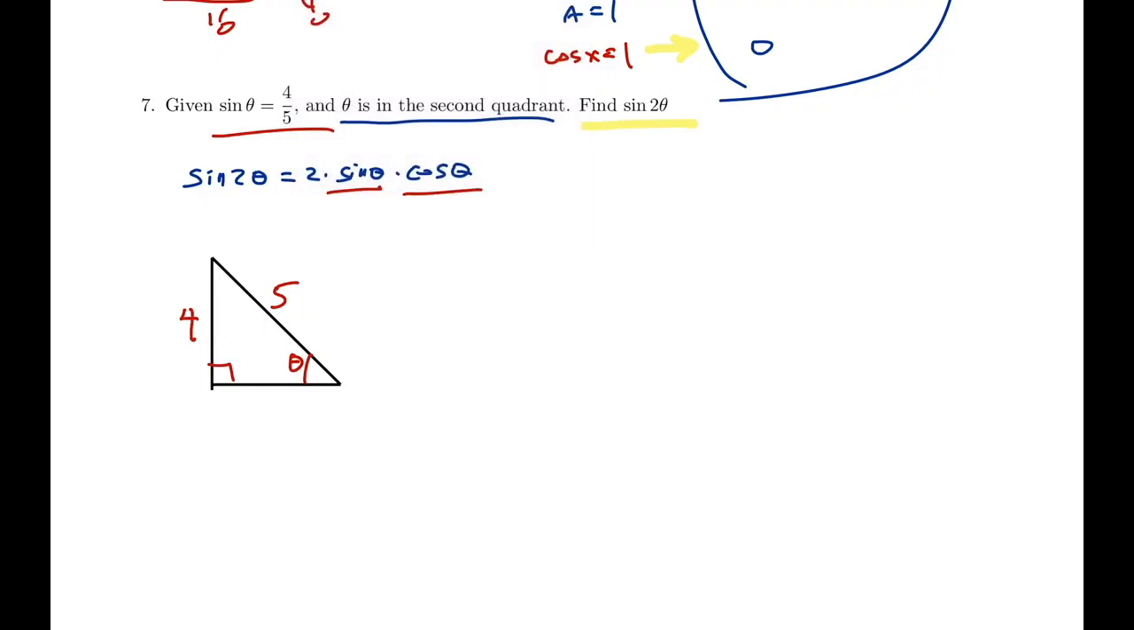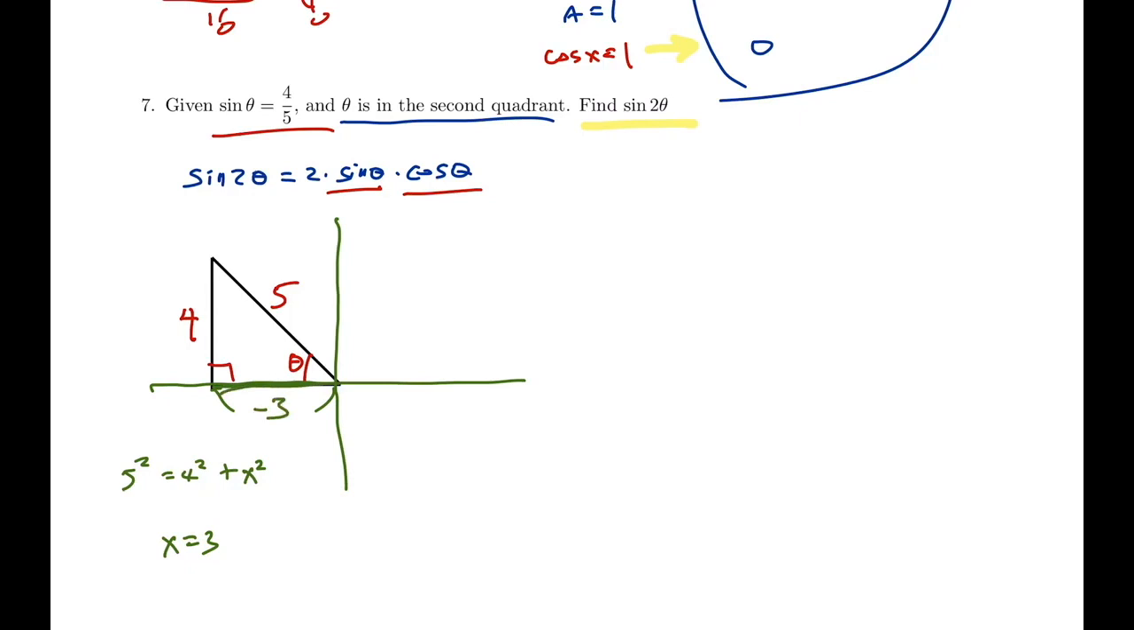And we can find this length using Pythagorean theorem. 5 squared equals 4 squared plus, let's call it x squared. And if we solve for it, we get x equals 3. But here's the important thing. Because when we're looking at quadrant, okay, here x value is negative, so we must write negative 3.